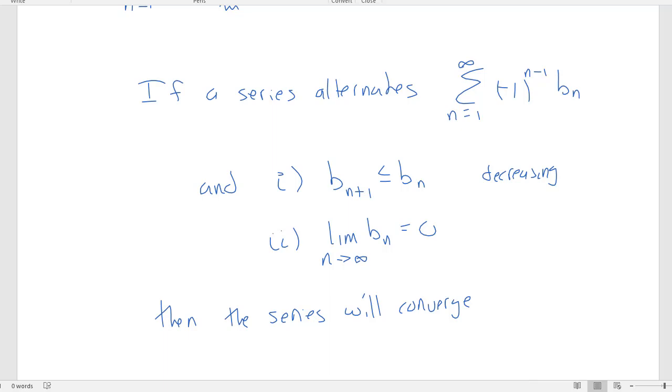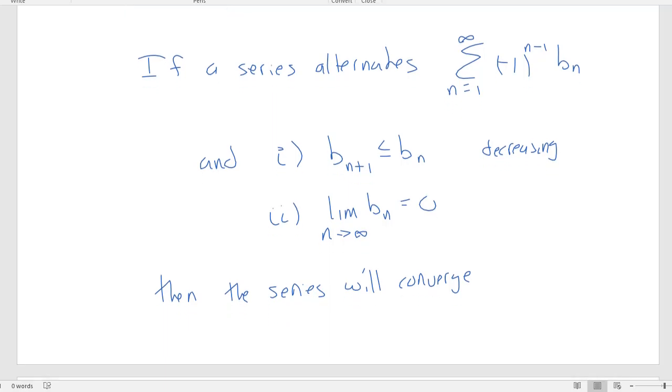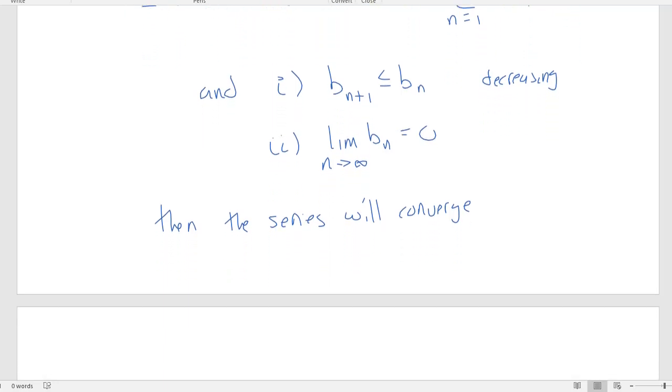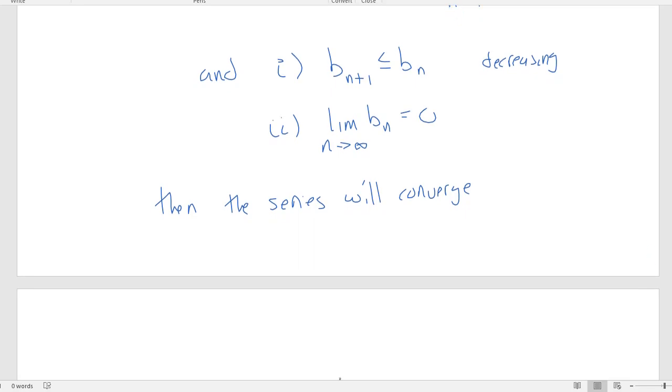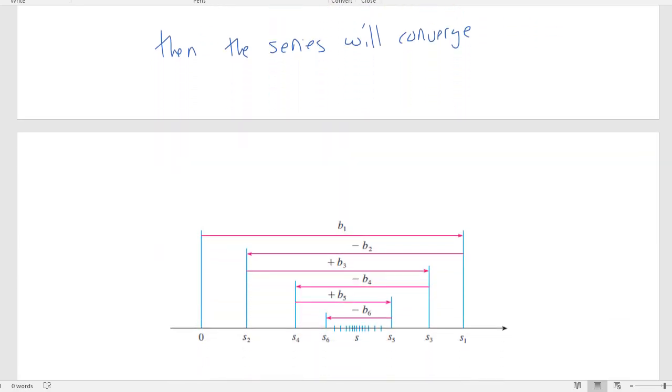Now, a lot of times students will ask a really good intuitive question here: if the terms are decreasing, doesn't that mean they go to 0? Not necessarily, right? I could have terms decrease and go to a number that's non-zero.